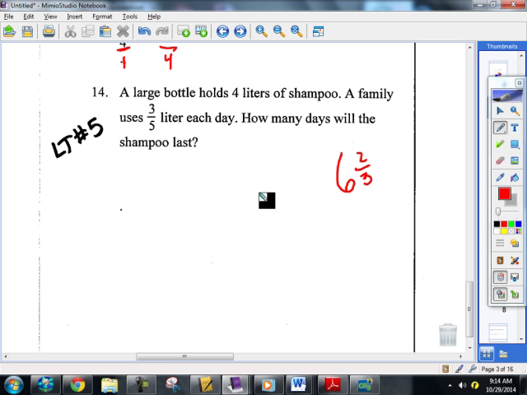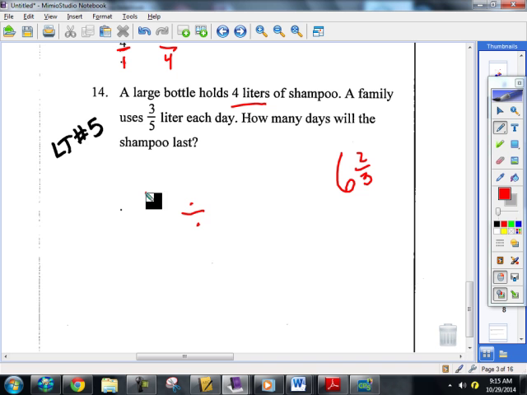Okay, a large bottle holds 4 liters of shampoo. A family uses 3/5 of that liter each day. How many days will the shampoo last? So guys, this is obviously a division problem. Is the 3/5 liter being divided, or is the 4 liters being divided? The 4 liters. Again, if you missed this, you had better be writing this down.